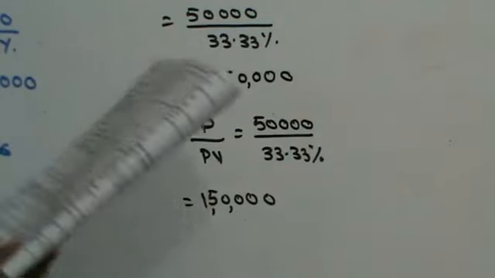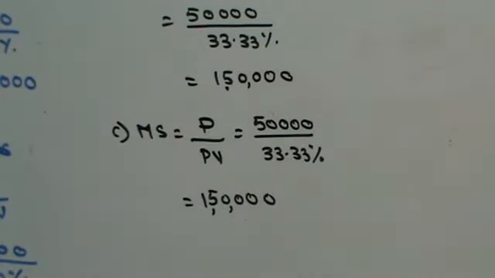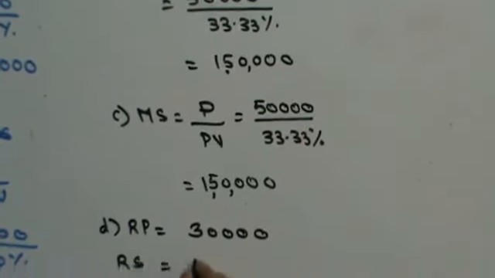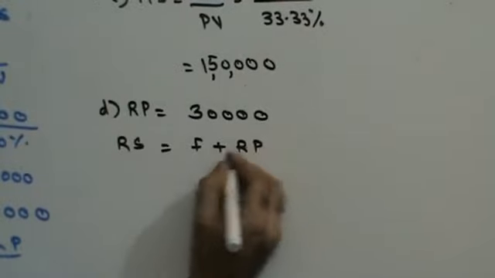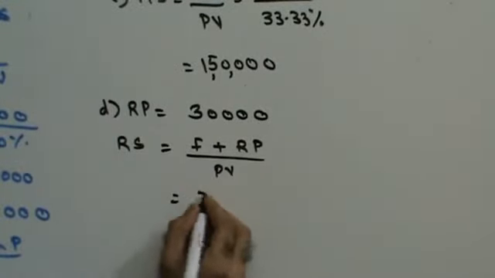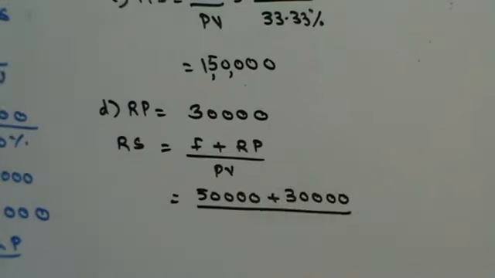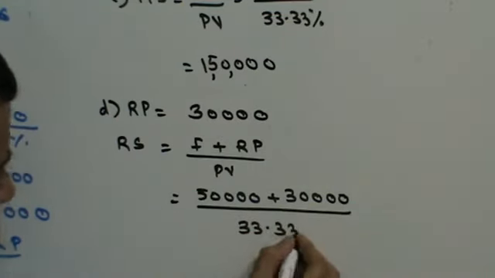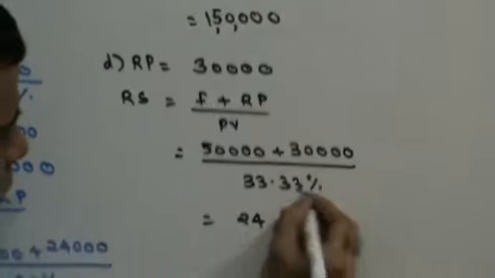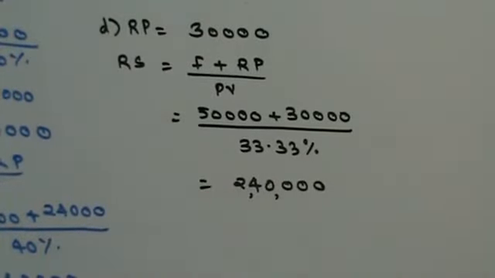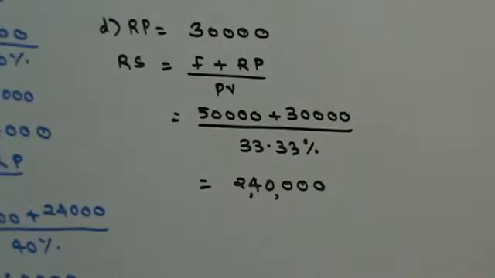Next, they have also asked you to find out the sales required to earn a profit of 30,000. Required profit is given to you as 30,000. You have to find out required sales, which is F plus required profit upon PV. F is given to you as 50,000, plus 30,000 divided by PV, 33.33%, which will come to 2,40,000. Fine. That's it. Now I've done for P Limited. In the same way you will do for Q Limited. I'm not showing you for Q Limited. I want you all to do that on your own.